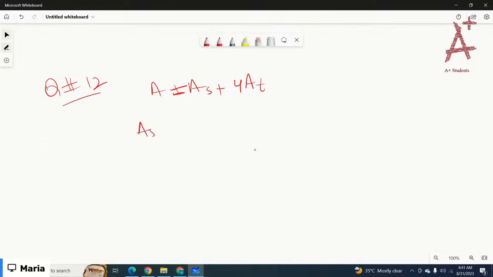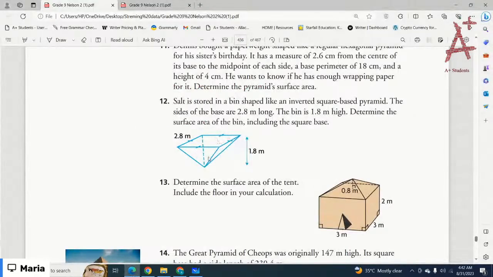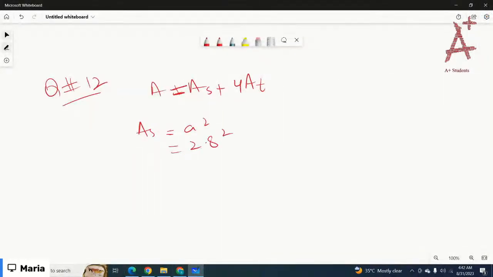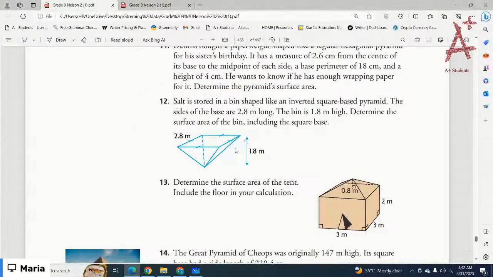So area of square is a square and that would be 2.8, right? So it would be 2.8 square that equals 7.84 meter square, right? Okay, we have to calculate the area of the triangle, but you have just been given the slant height, right? So you have to use the Pythagorean theorem and you can calculate the area.